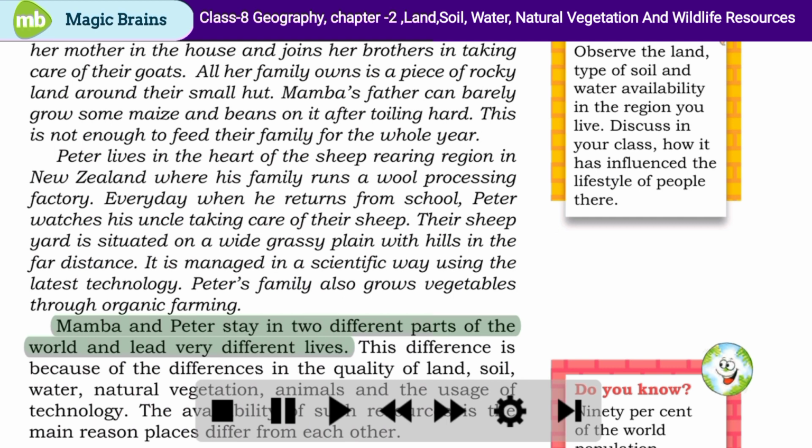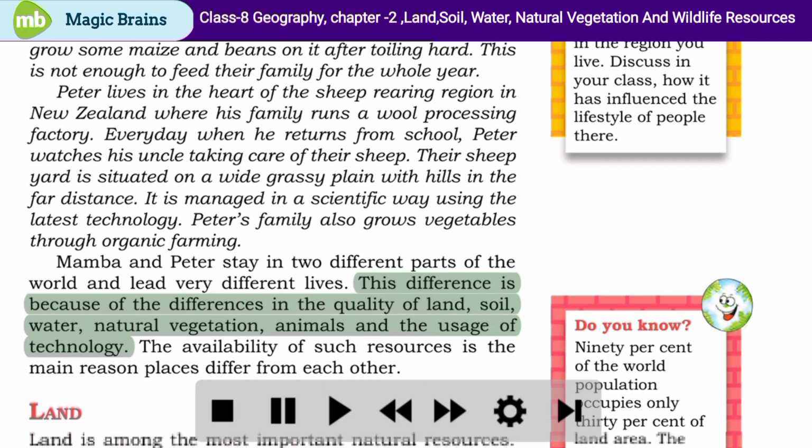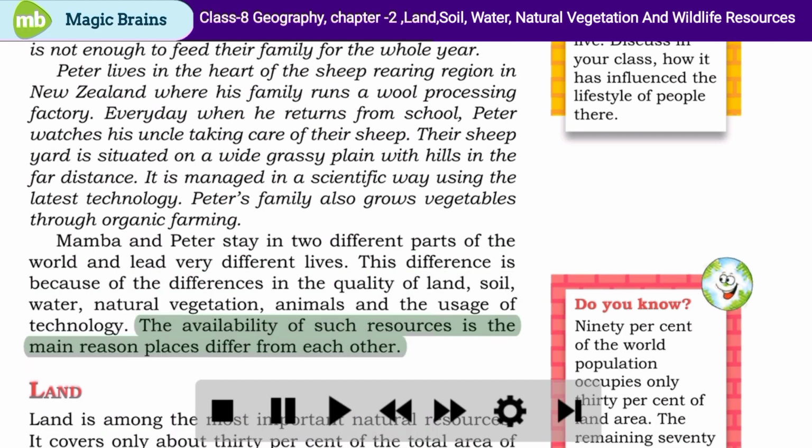Mamba and Peter stay in two different parts of the world and lead very different lives. This difference is because of the differences in the quality of land, soil, water, natural vegetation, animals, and the usage of technology. The availability of such resources is the main reason places differ from each other.